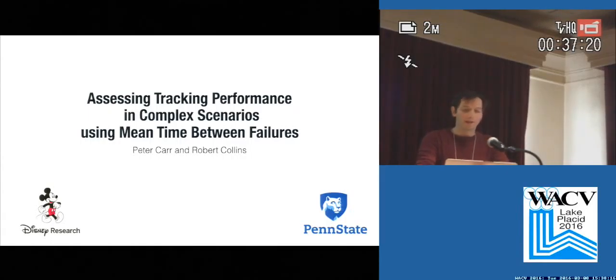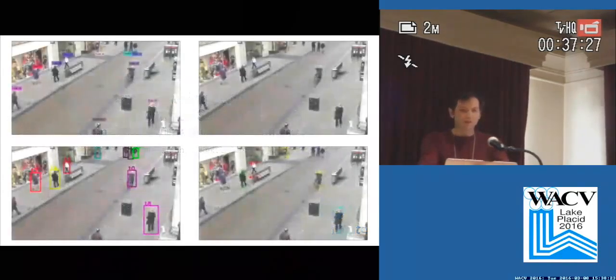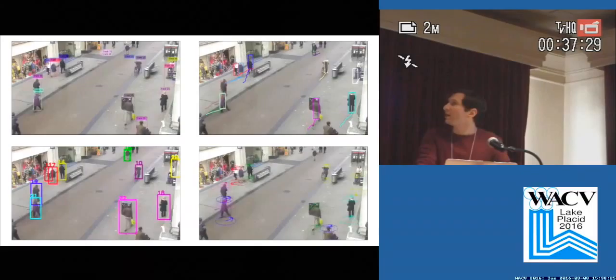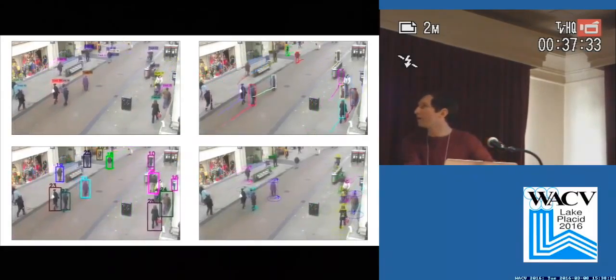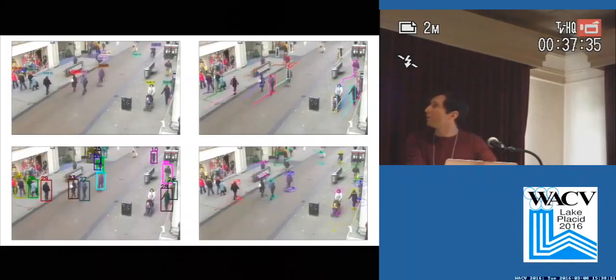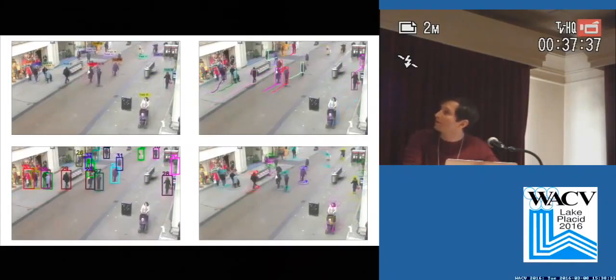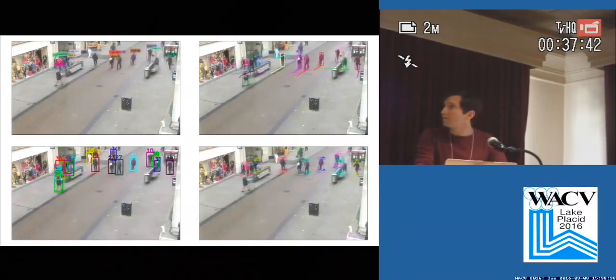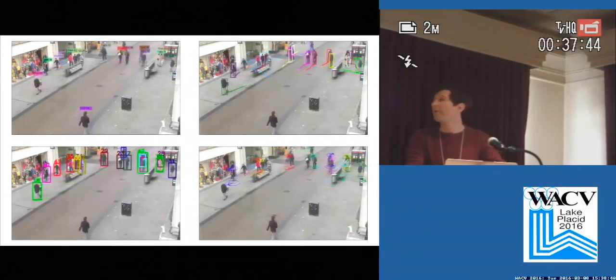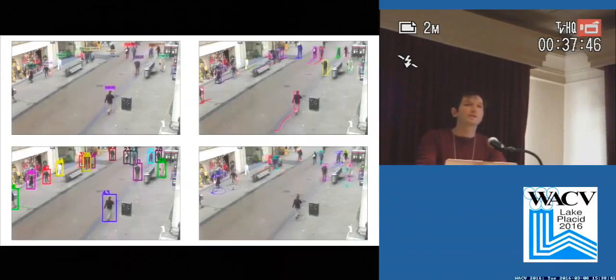That's why today I'm going to give a talk about this work. This work has been done about tracking, and what we can see here is a result of 4 tracking algorithms tested on the Oxford dataset. And what we can see first is that it's not easy to evaluate which tracking algorithm is the best.